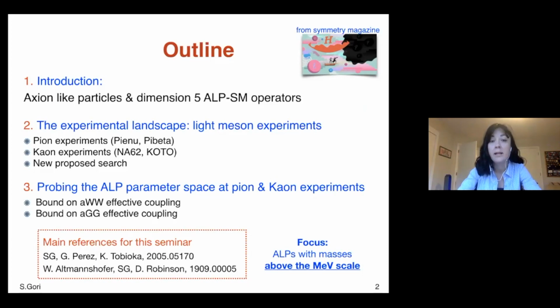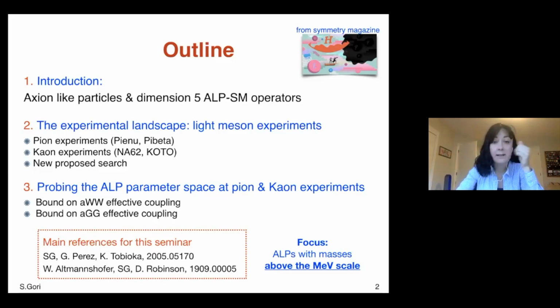and the standard model. And then the second part of the talk will be dedicated to experiments and to try to understand what are the light meson experiments that can be useful for us for testing these dimension 5 operators. So I'll focus on two types of experiments. On one side, there are pion experiments. Here I'm listing the two that I will focus on, the PIENU and the PI-beta experiment. And on the other side, there are Kaon experiments, NA62 and KOTO.